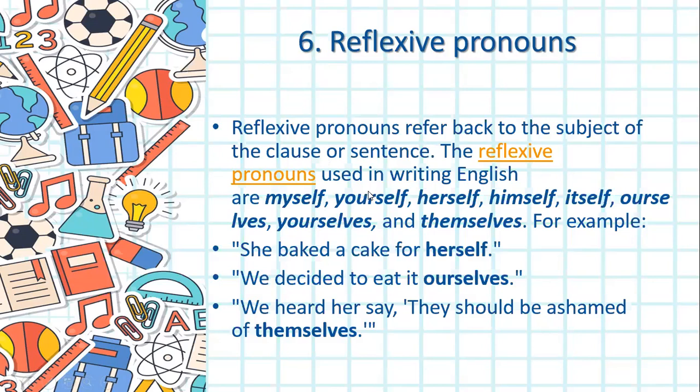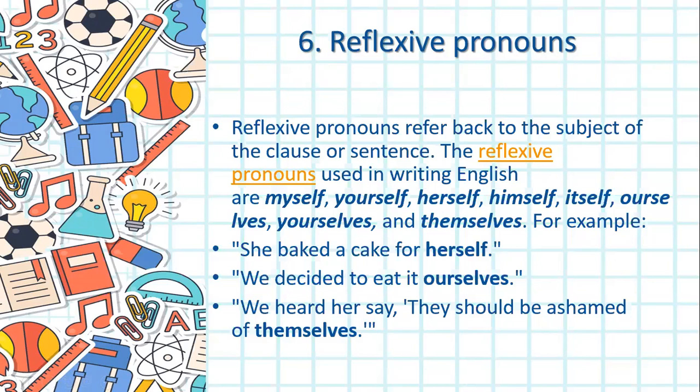And here, yourself, the first one is about you, just a second person, in singular. And yourselves, this is about second person, but in plural. For example, she baked a cake for herself. So she did it herself. She did it. We decided to eat it ourselves. Yes.